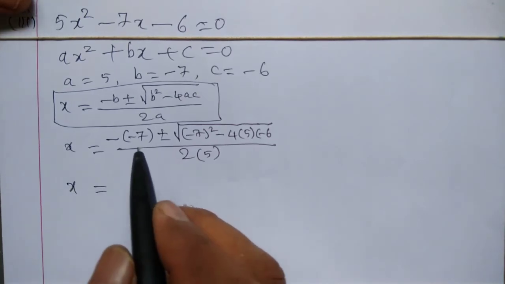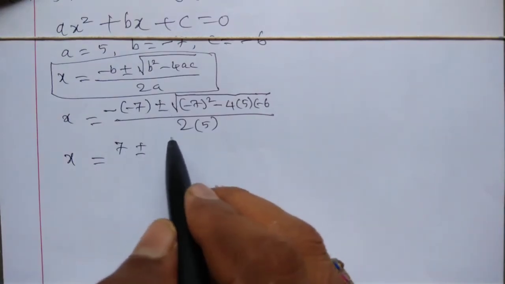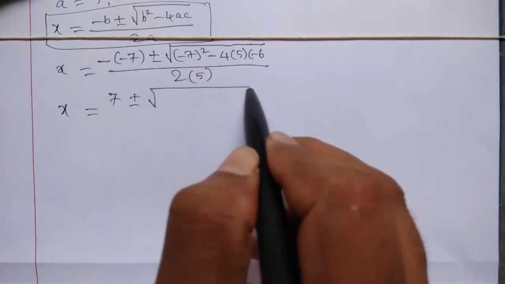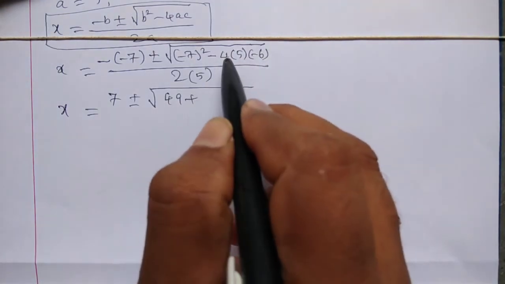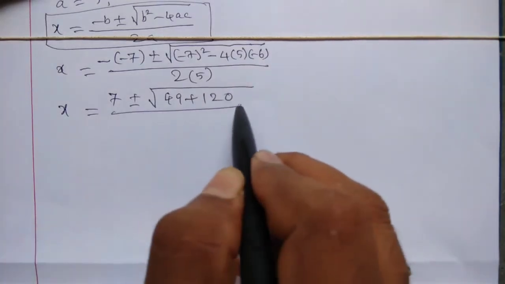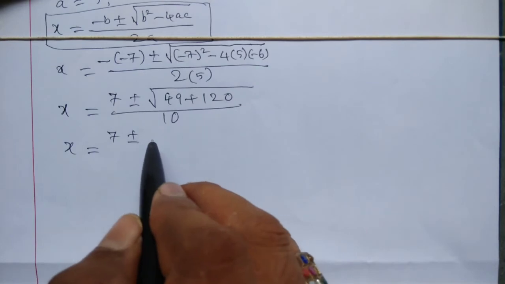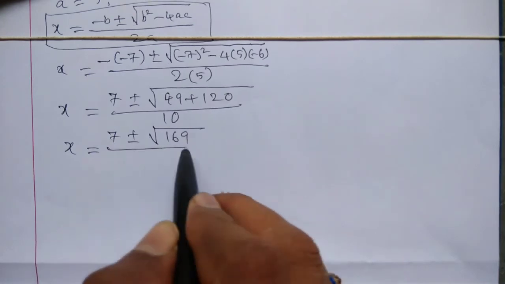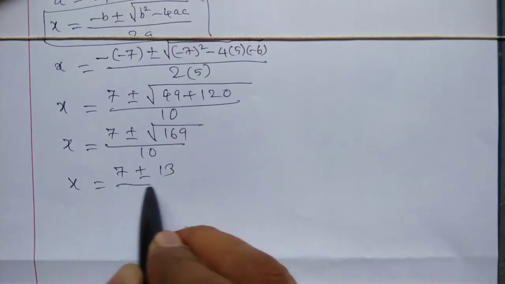x is equal to minus into minus, plus 7 plus or minus under root of 7 7s are 49, minus into minus plus, 4 5s are 20, 20 6s are 120, by 2 5s are 10. x is equal to 7 plus or minus under root of 169 by 10. x is equal to 7 plus or minus 13 by 10.